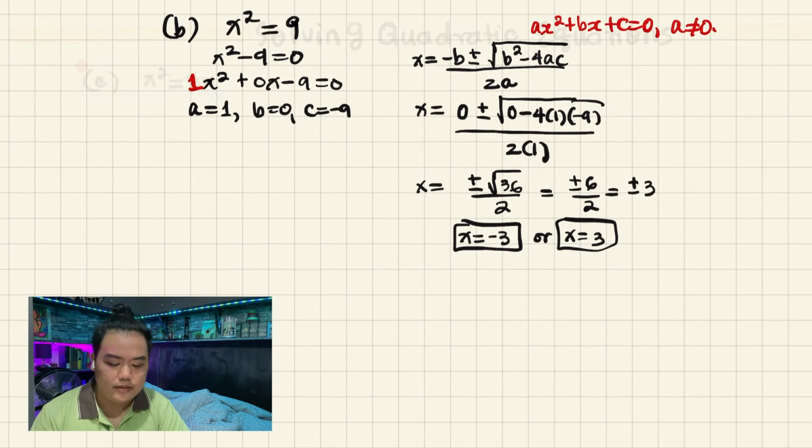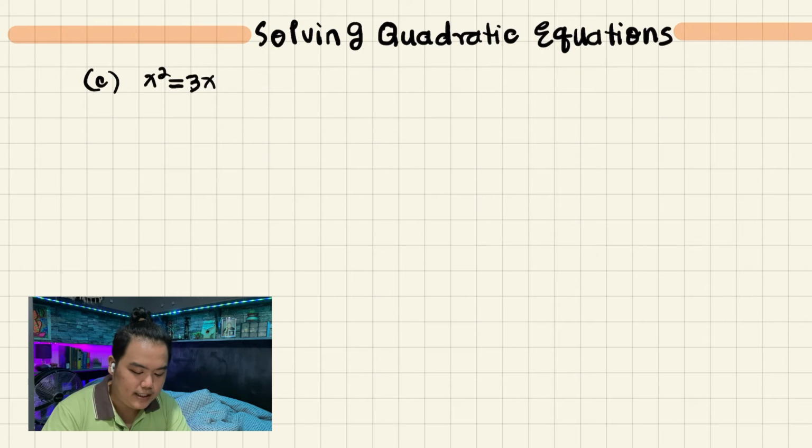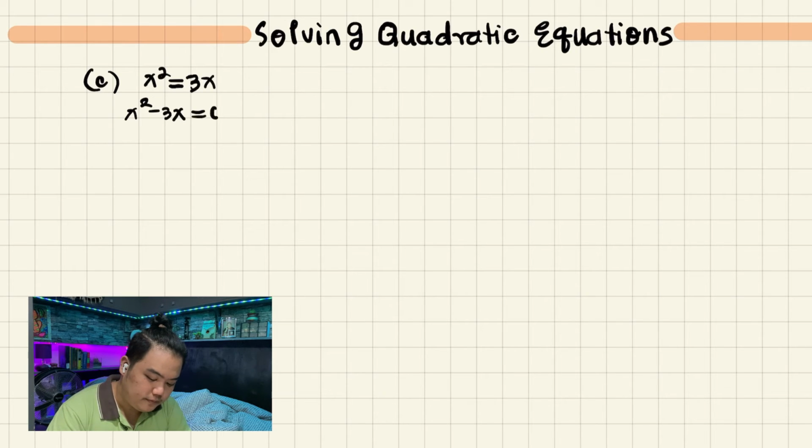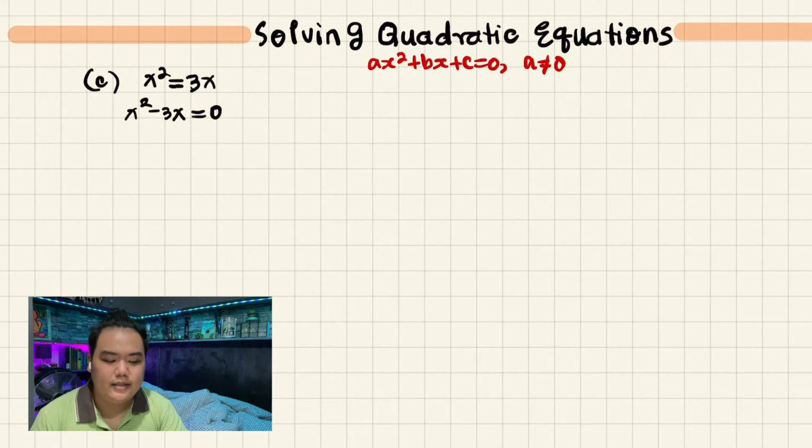the square roots. Let's try this another example. So, gaya na sabi ko, kailangan 0 ang kabilang side. Lilipat natin lahat ng terms sa kaliwa. Ayan. Pero kapag sa quadratic equation, anong form? Ax squared plus bx plus c equal to 0. At lagi kong ipapaalala na a is not 0.